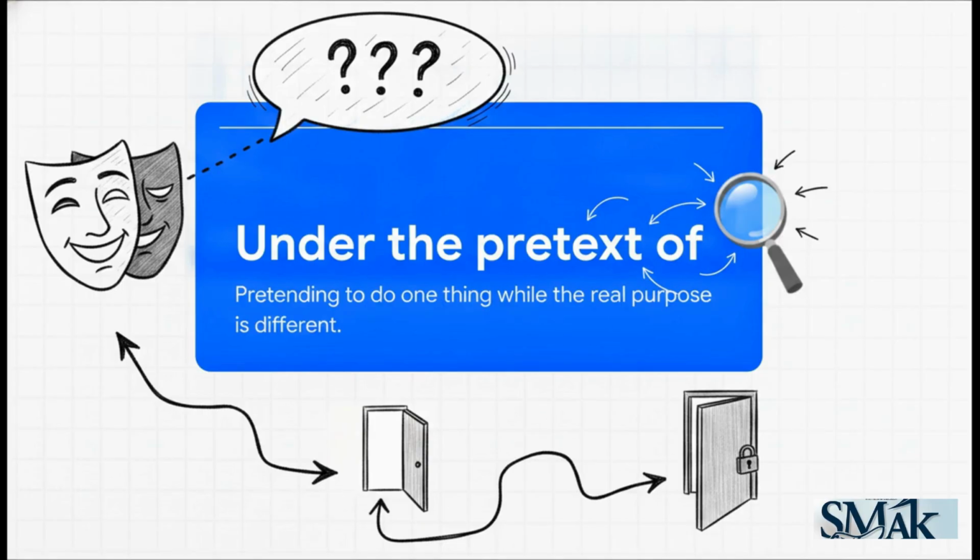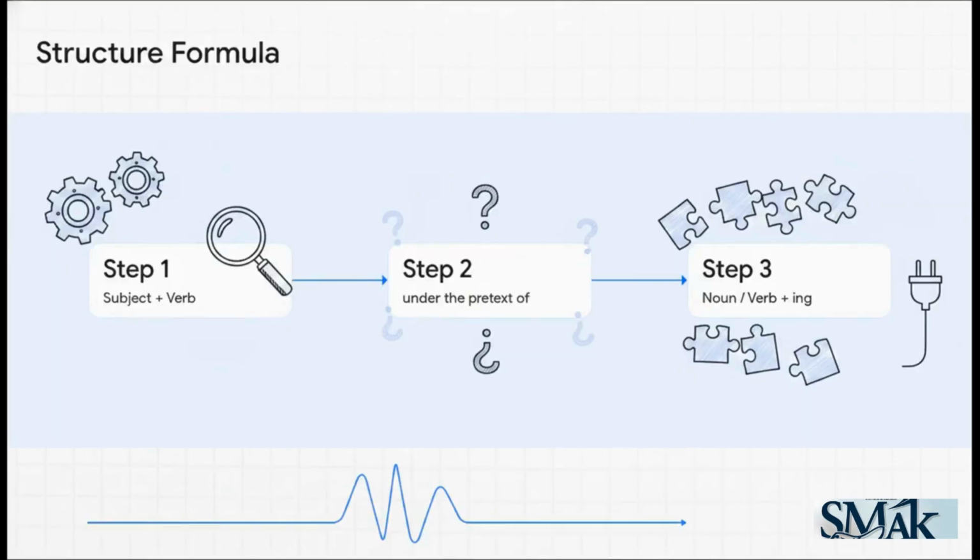You know, when you just know someone has an ulterior motive? Let's systematically build this structure together. Step 1 is your base, subject plus verb. Step 2 is adding the phrase itself, "under the pretext of." And step 3 is the ending, which is either a noun or a verb ending in -ing. Breaking it down step by step like this shows exactly how systematically, and honestly how easily, this structure can be built into almost any sentence. It's basically just plug and play.